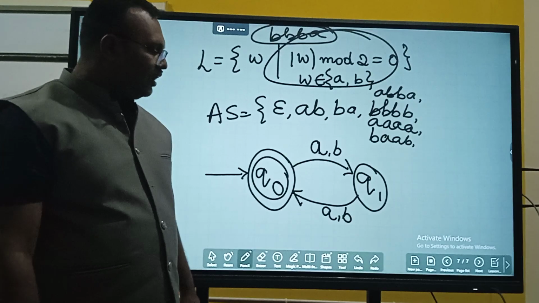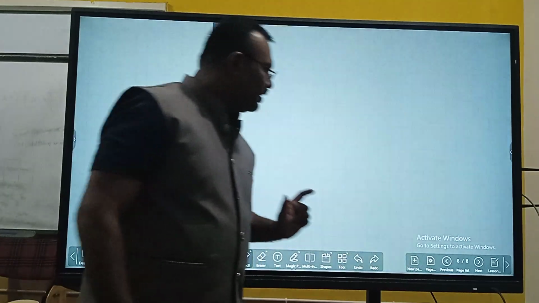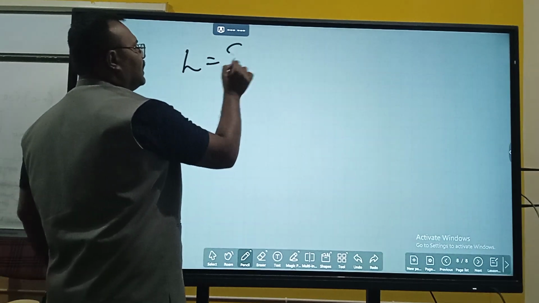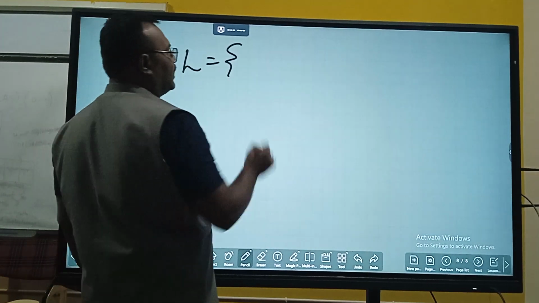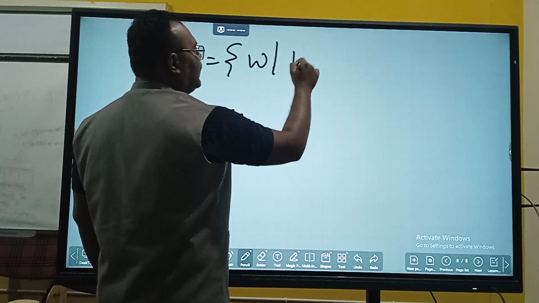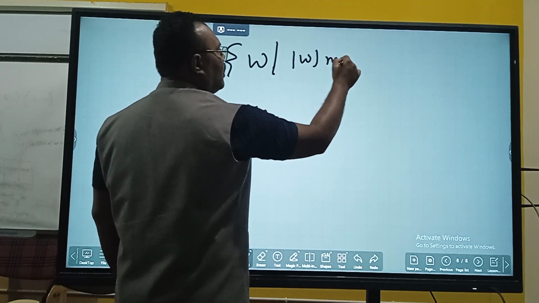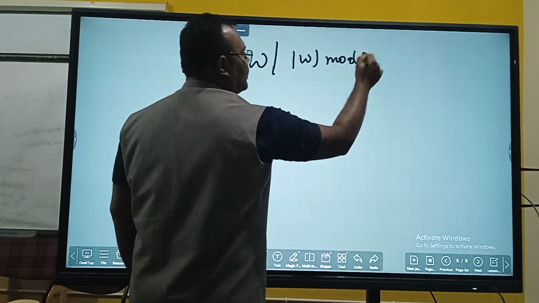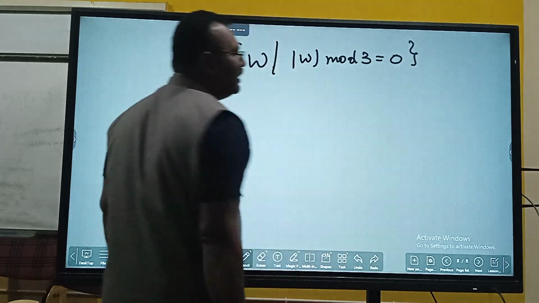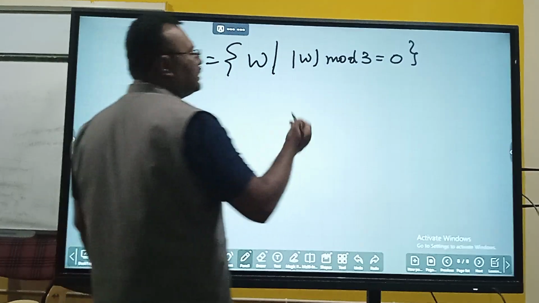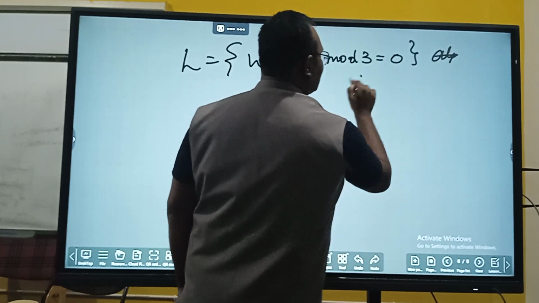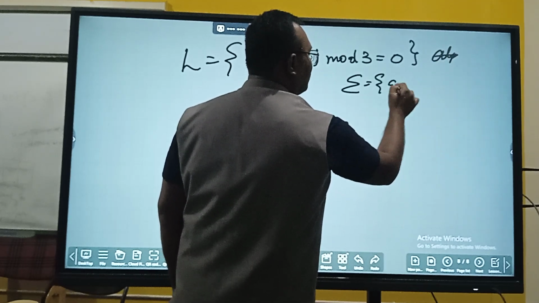Now, the same problem, if I extend it in this way: construct a deterministic finite automata for W where the length of the string mod 3 is equal to 0. That means it should be divisible by 3. What are the strings here? What are the alphabets? Let us consider the alphabets as A, B only.